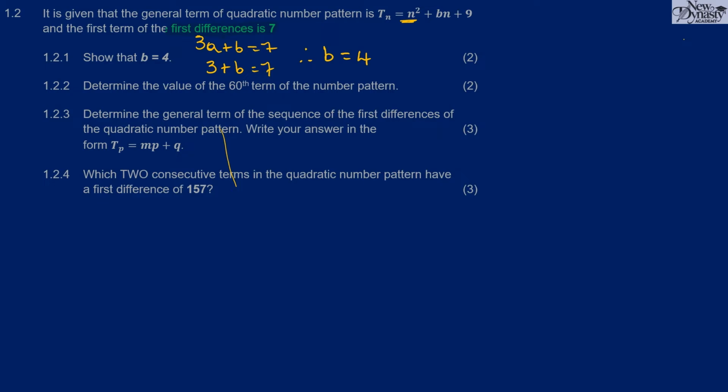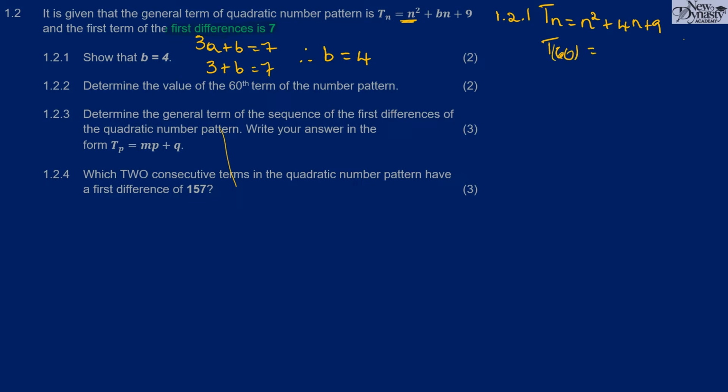Question 1.2.2 says, determine the value of the 60th term of the number pattern. So let us go on and answer it right alongside. For us to be able to do that, we should have our general term with b substituted. So your Tn is equal to n squared, then we substitute 4 for b, so we're going to have 4n plus 9. Then we can now calculate the 60th term by substituting 60 for every n that we have here.